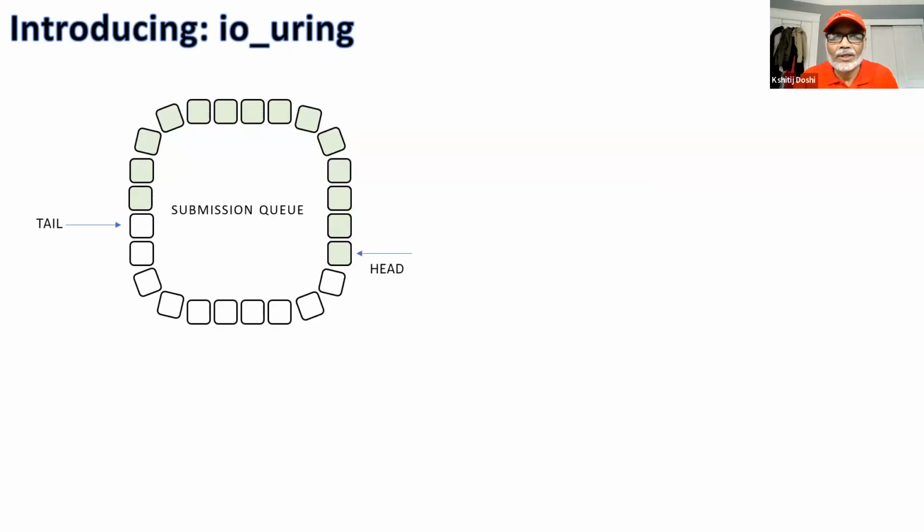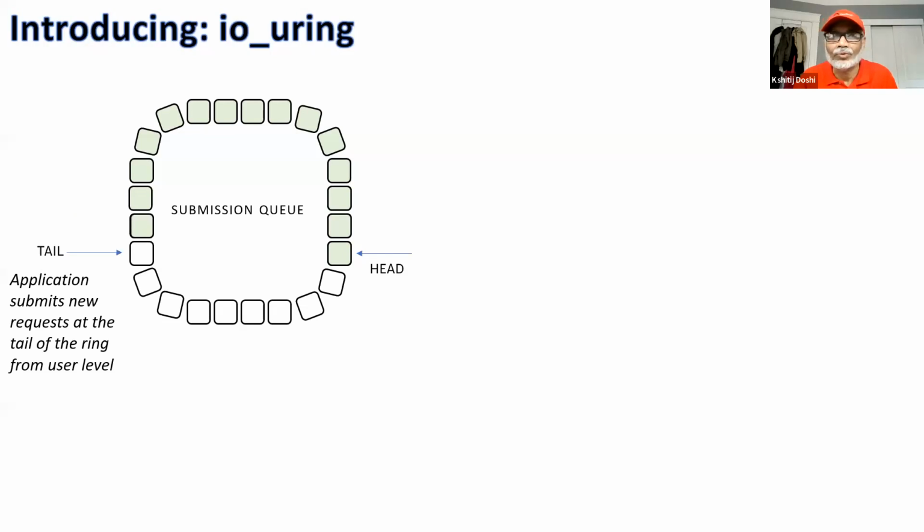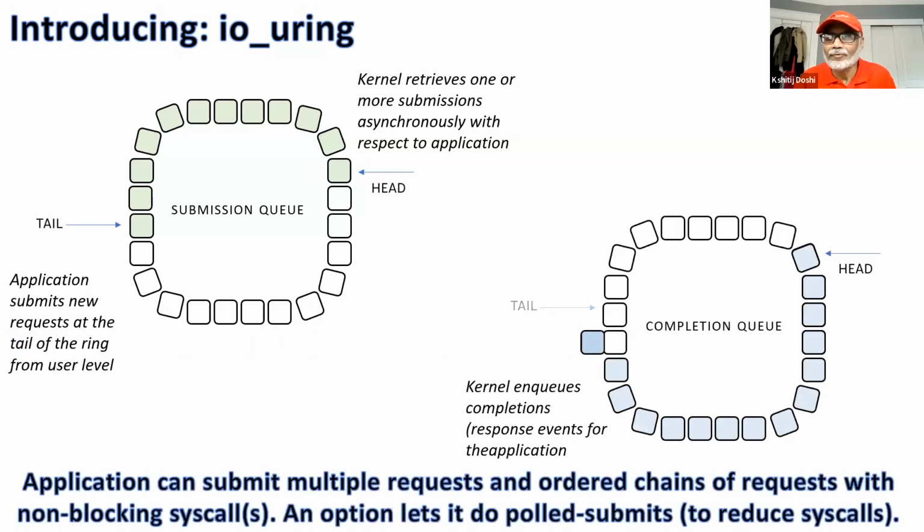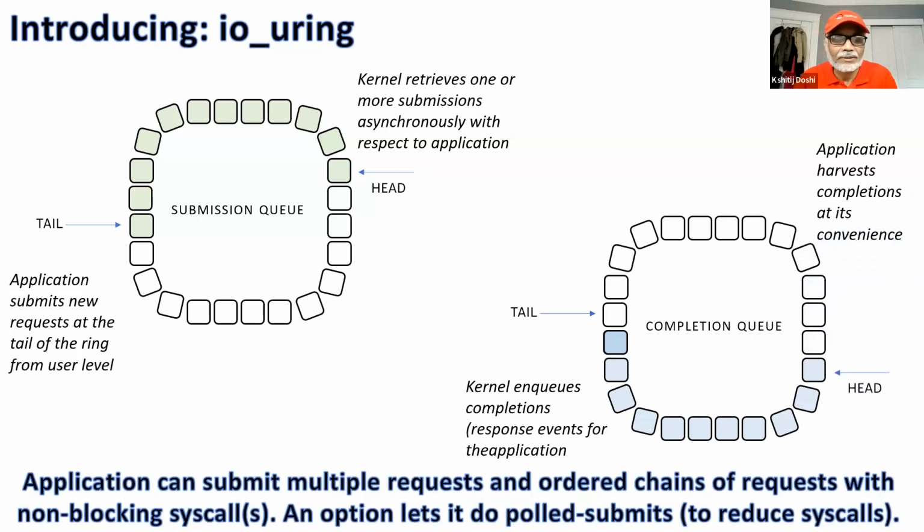Here is a cartoon sketch. From the application side, requests are simply submitted, and they go to the tail of the submission queue. From the kernel side, every once in a while, the kernel will simply harvest multiples of these queued up requests and perform them. As the kernel performs them, it now has its chance to enqueue completions at the tail of a completion queue. And whenever the application finds it convenient, it can harvest those completions. And so this kind of a dual state engine progression can happen on part of the application and the kernel.